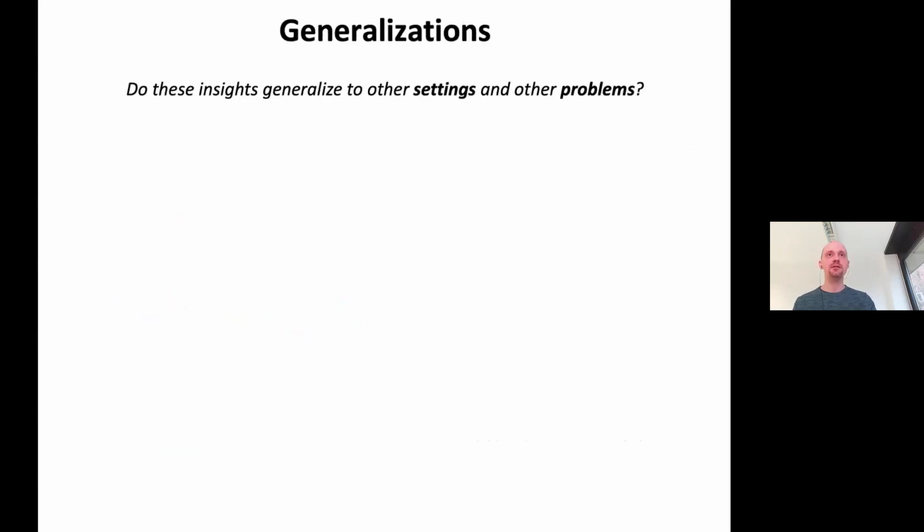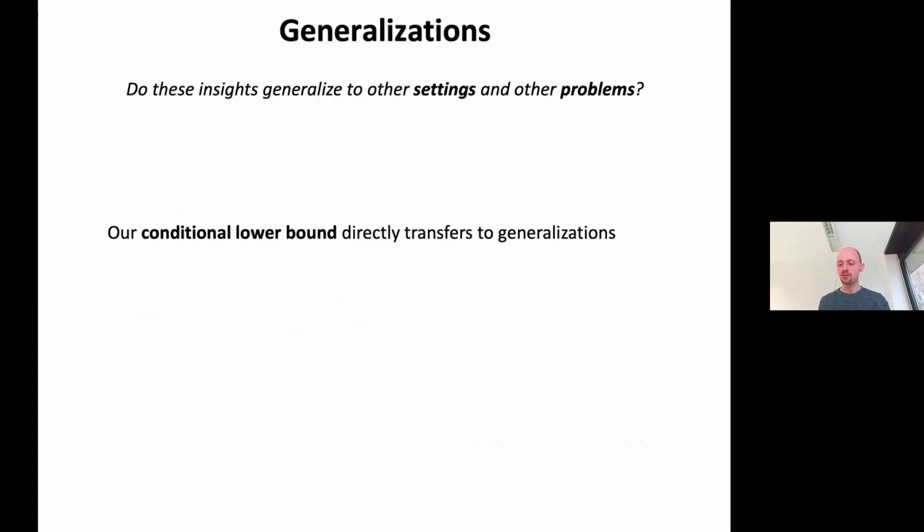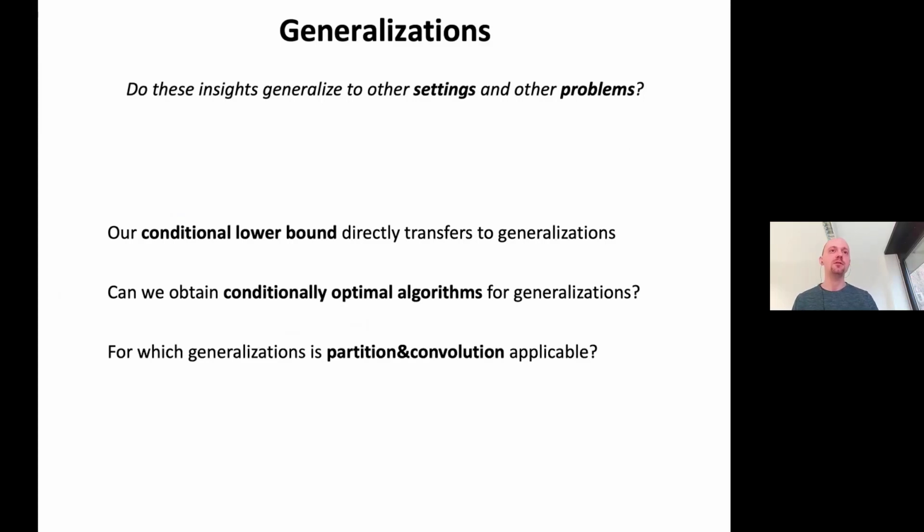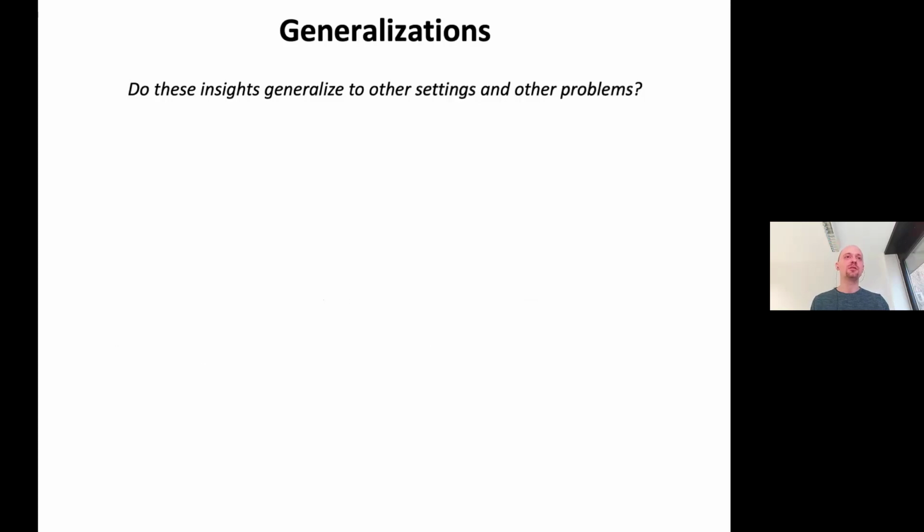Can we generalize this to other settings and other problems? Of course, the lower bound that we have for subset sum directly transfers to the generalizations, but it's not necessarily tight for the generalizations, right? So it's not clear whether we can obtain similarly conditionally optimal algorithms also for other settings and other problems. But it's also not clear a priori whether this partition convolution approach is applicable.